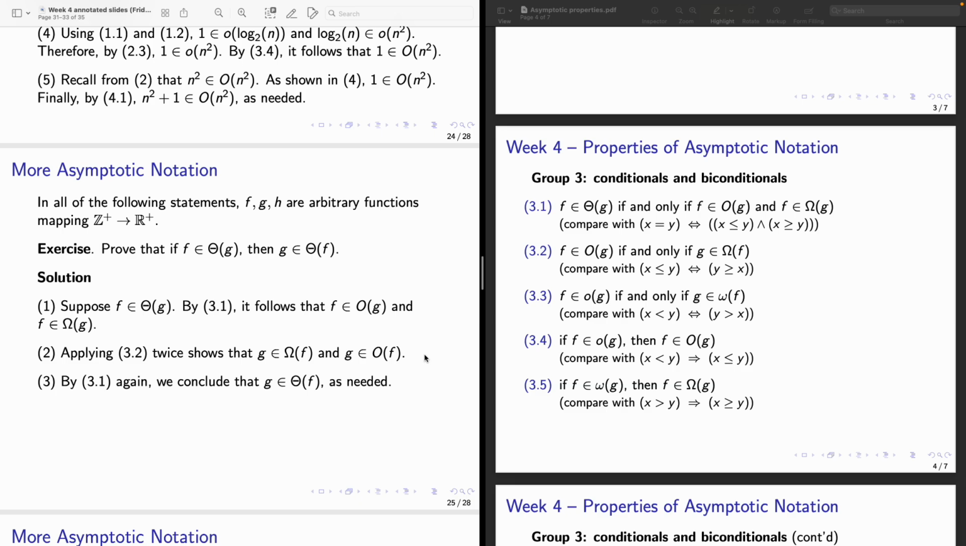But what we just stumbled on is 3.1. g is in big omega of f, and g is in big O of f. If and only if means that it works both ways. So we can conclude that g is in big theta of f.